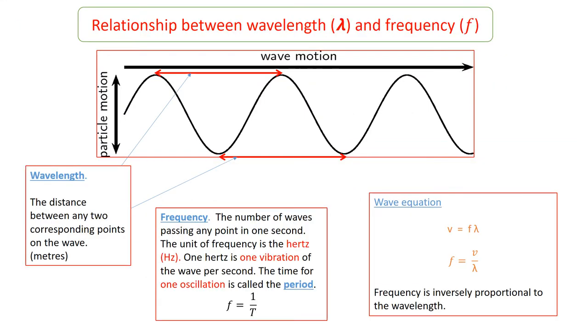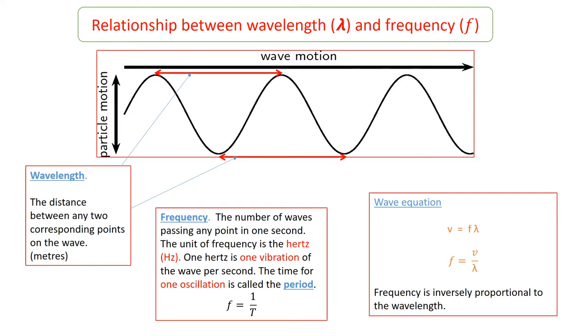Now, the relationship between wavelength and frequency. The first thing you all need to know is what a wavelength is and what a frequency is. First I explain the wavelength. The wavelength is the distance between two corresponding points on the wave. As is clearly shown on the screen, the two corresponding points can be either upward or downward, but the distance between the two corresponding points always shows the wavelength of the wave.